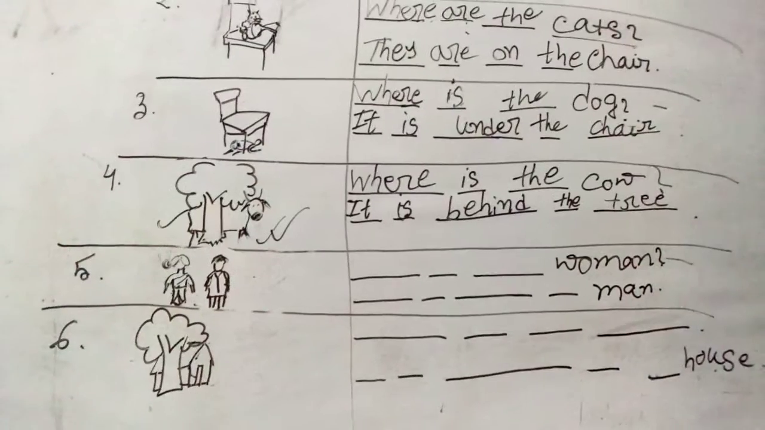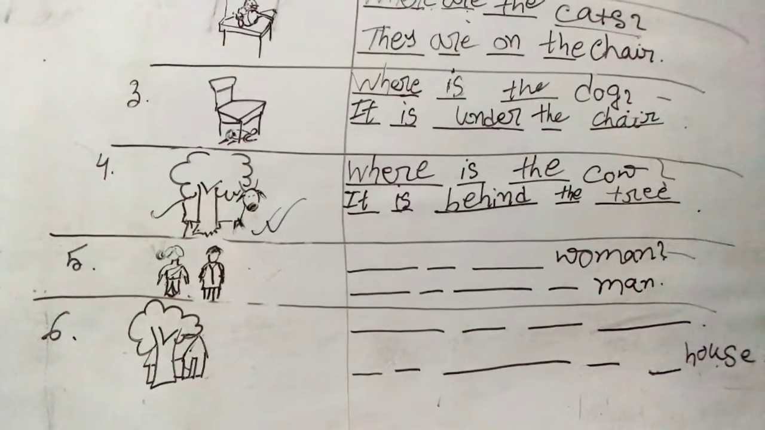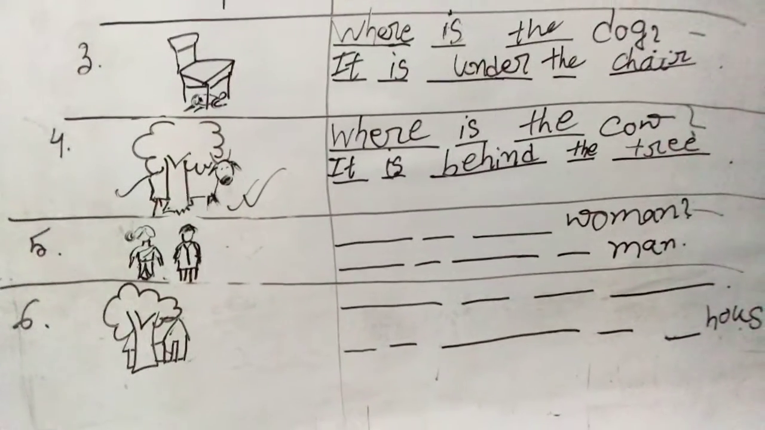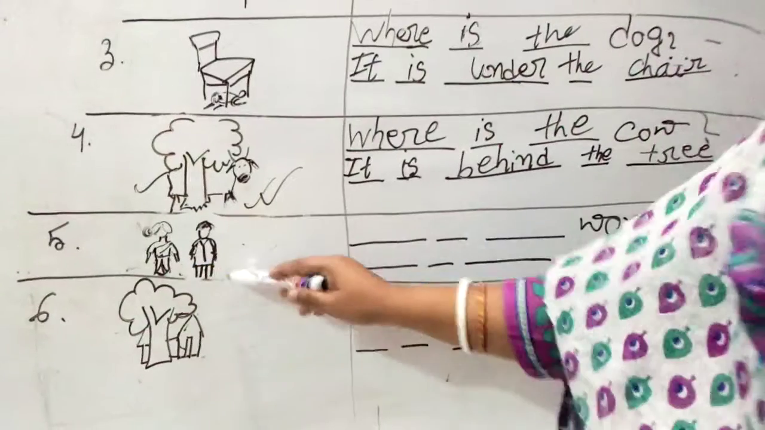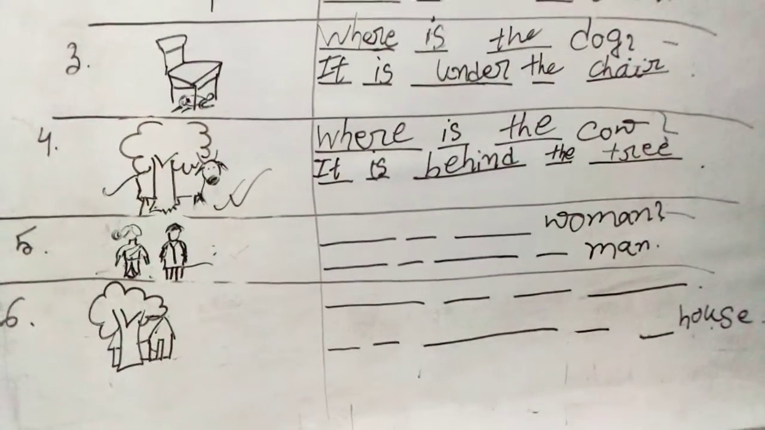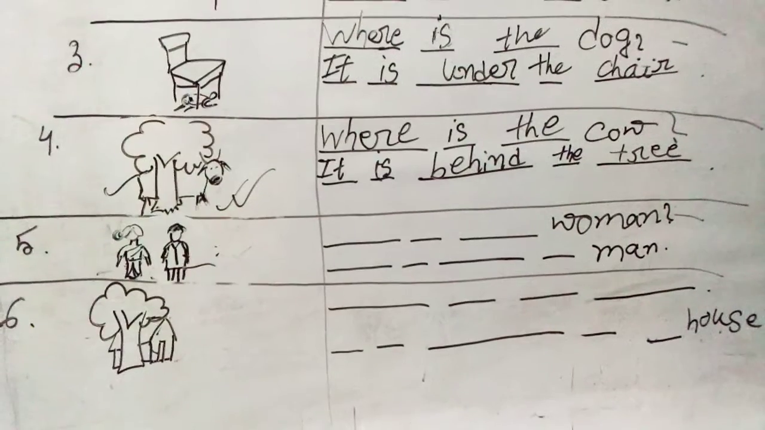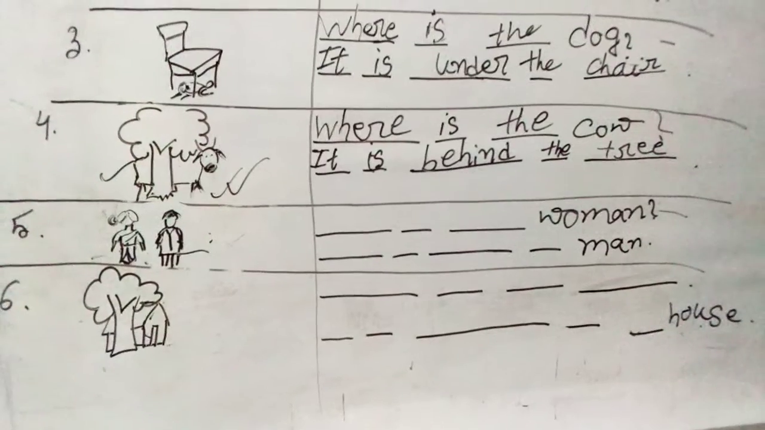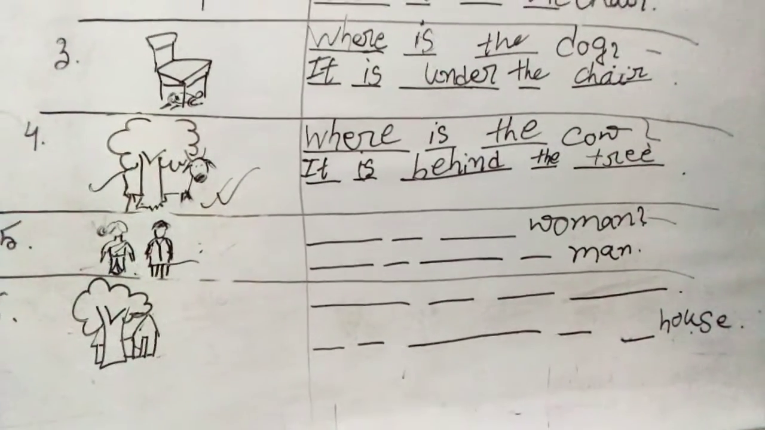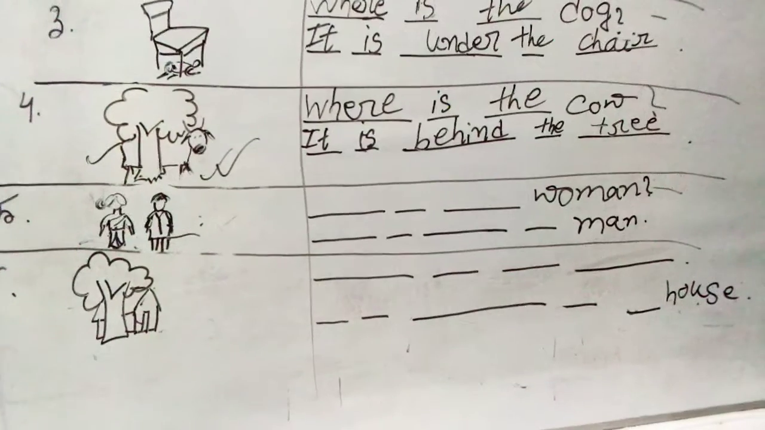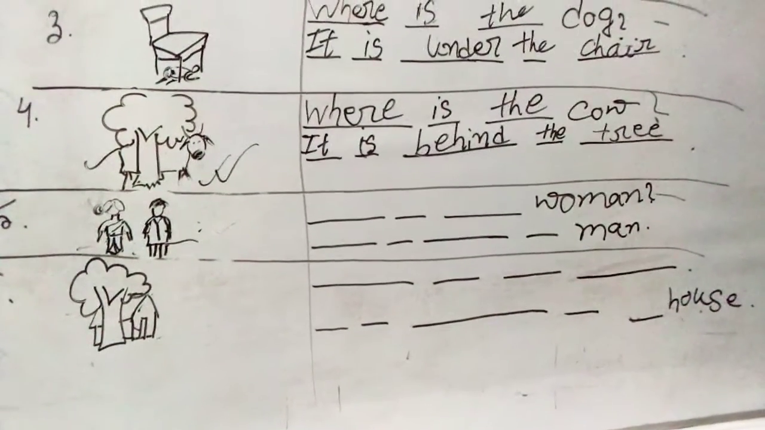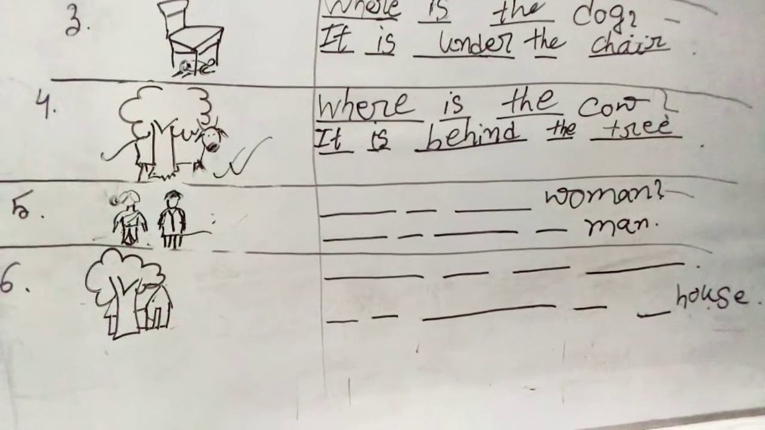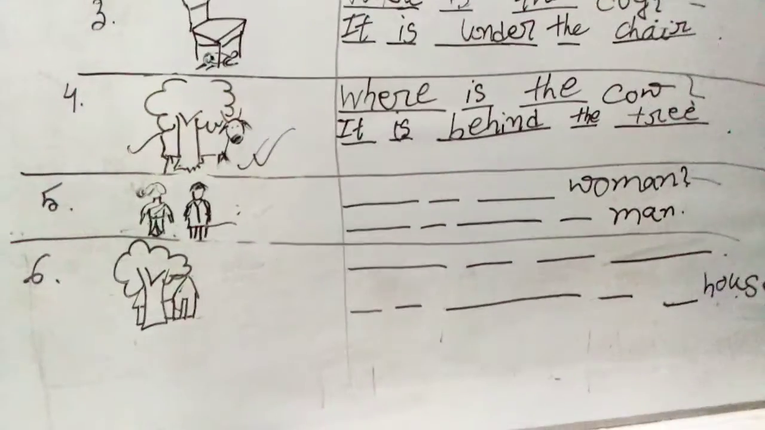Okay. Now see, picture number 5, we can see two people. One is a woman and another one is a man. So we can see here she is a woman and he is a man. They are standing side by side. Just beside the woman, the man is standing. So we can sense their position from seeing the picture: they are standing side by side.